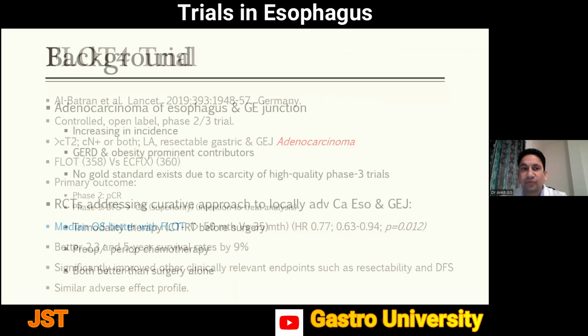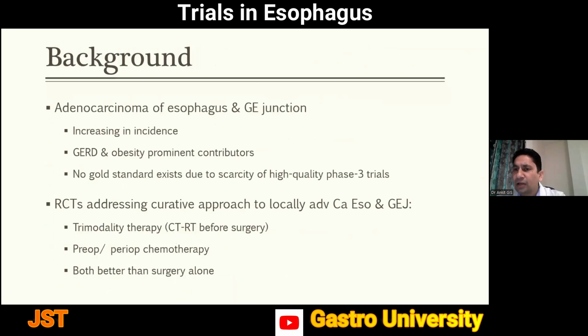So 4 cycles before and 4 cycles after. So with this, we come to the NEO-AEGIS trial. The background of the trial being that adenocarcinoma of the esophagus and GE junction has been gradually increasing in incidence, to which GERD and obesity are prominent contributors. Despite trials like CROSS and FLOT, they realized that there is no gold standard of care due to scarcity of high quality phase 3 trials when it comes to this particular disease.